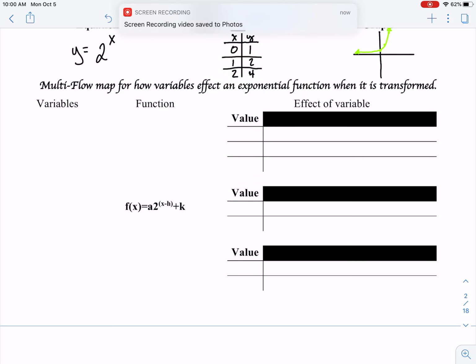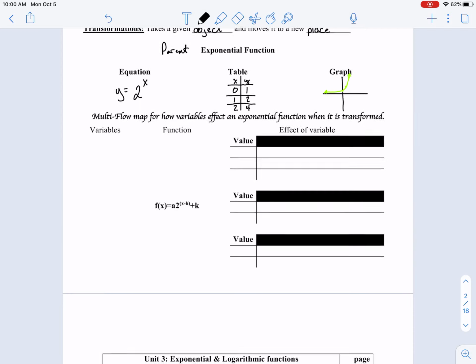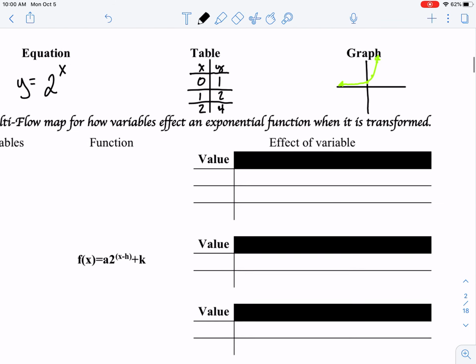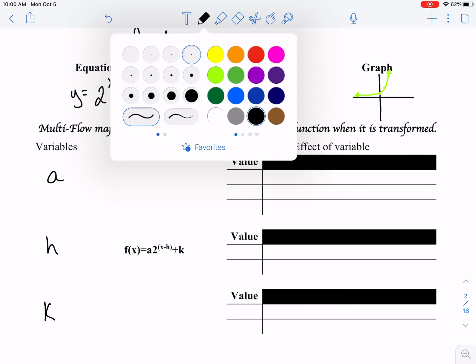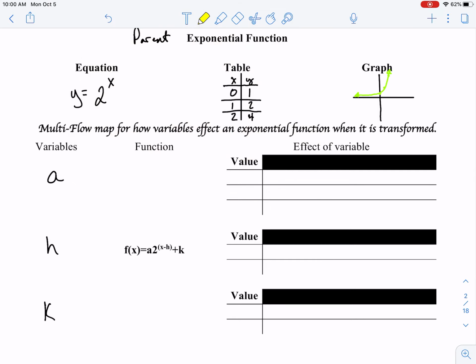In this video we're going to get into actually transforming the exponential functions. We're on page 1 still of the course pack. Just like in previous units, we're going to use the variables a, h, and k to talk about transformations. A is still going to control your vertical stretches or compressions.